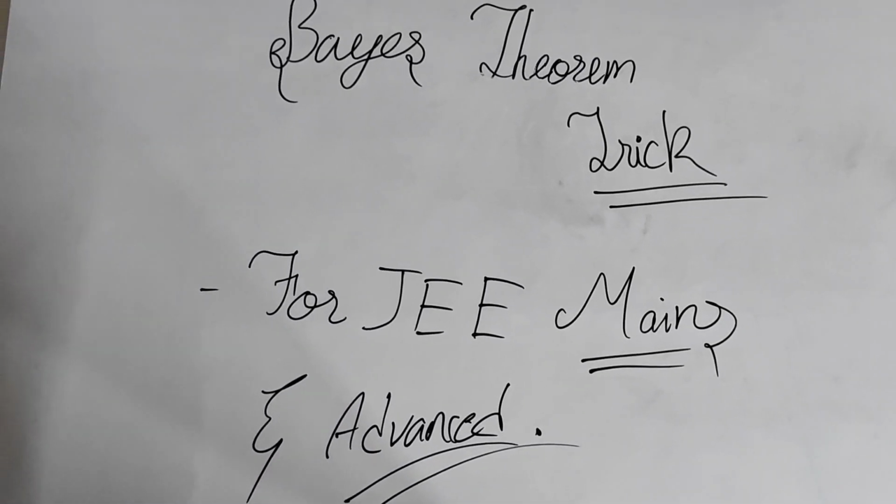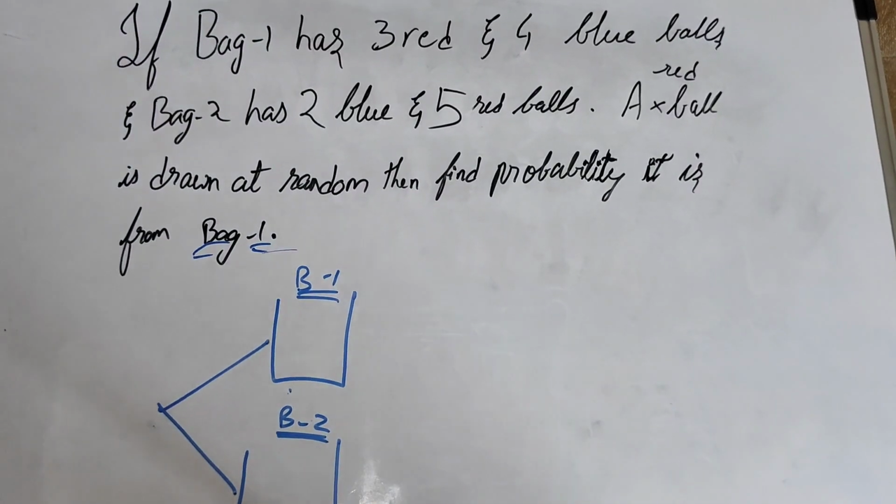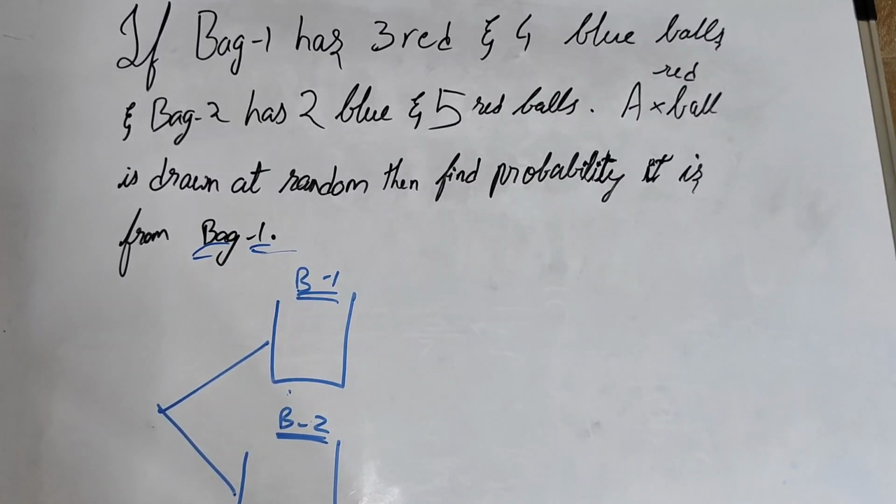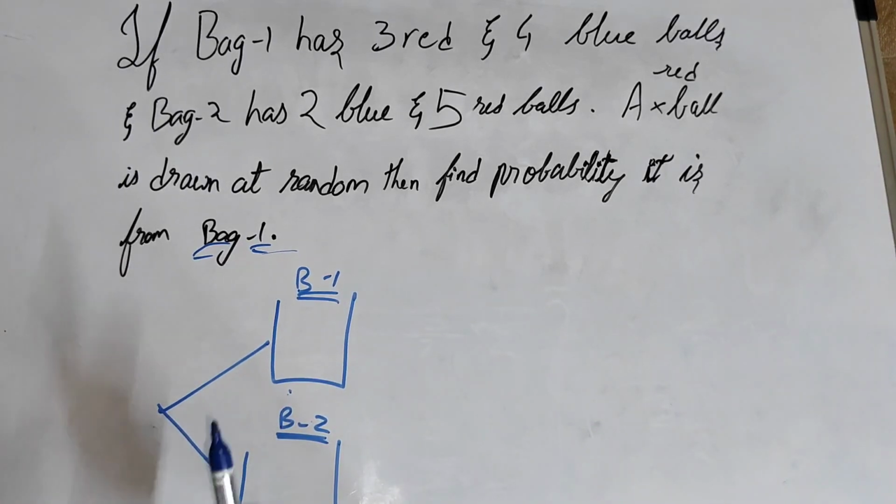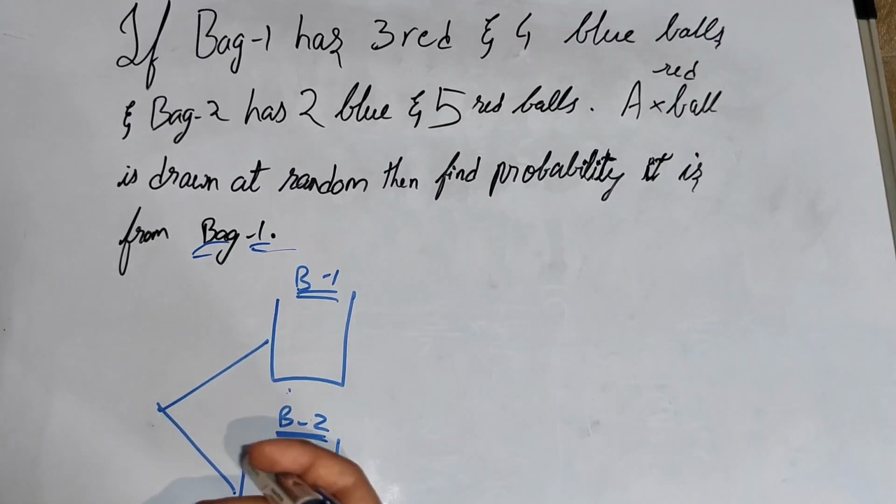So let's get started. This is the first question. It's given that bag 1 has 3 red and 4 blue balls and bag 2 has 2 blue and 5 red balls, and a red ball is drawn at random. Find the probability it's from bag 1. This is an application of Bayes' theorem. Here I have drawn the tree type structure for this trick.